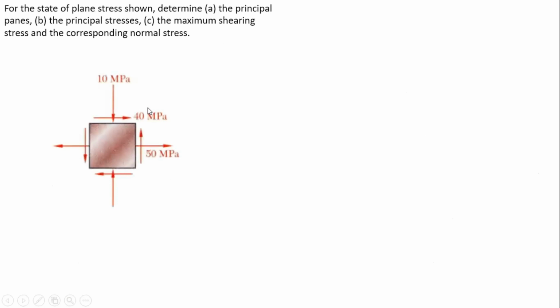So to understand better, let's apply this to an example. For the state of plane stress shown, determine A, the principal planes, B, the principal stresses, and C, the maximum shearing stress and the corresponding normal stress. So this is our given.